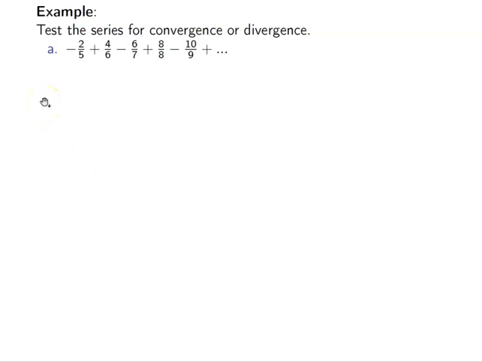So here we have a series that is alternating. You are not given the form, so first off, we have to figure out what's happening here. You can see that the denominator is increasing by 1 each time: 5, 6, 7, 8, 9. The numerator is doubling: 2, 4, 6, 8, 10. So first term, second, third, fourth, fifth. It's very clear that the numerator is 2n.